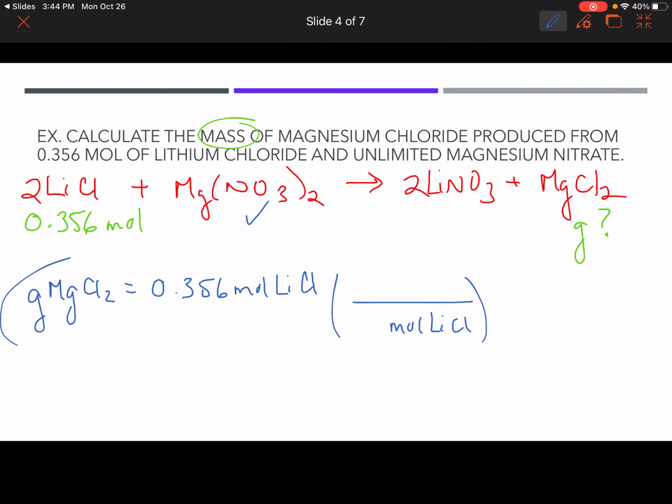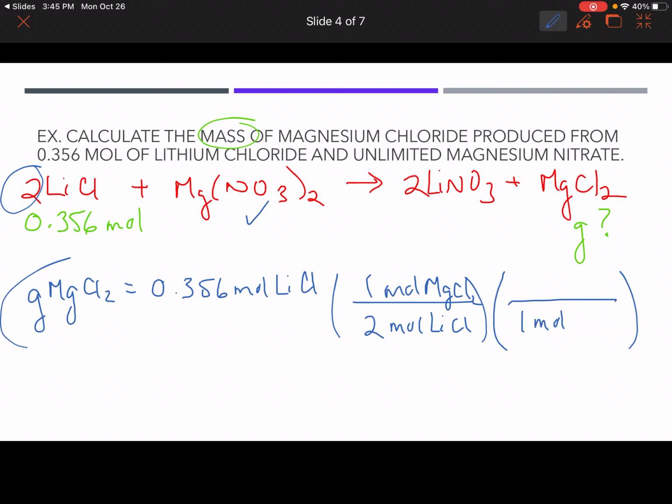Now you want to get to grams of magnesium chloride, but before you can get to grams of magnesium chloride, you have to get to moles of magnesium chloride. So moles of MgCl2 goes on the top, and the ratio between them is going to be 1 to 2. Okay, so I've got 1 mole of magnesium chloride for every 2 moles of the lithium chloride here. So if you stopped your problem right now, your moles of lithium chloride would cancel, and you're in moles of magnesium chloride, but you don't want that. You want grams of magnesium chloride.